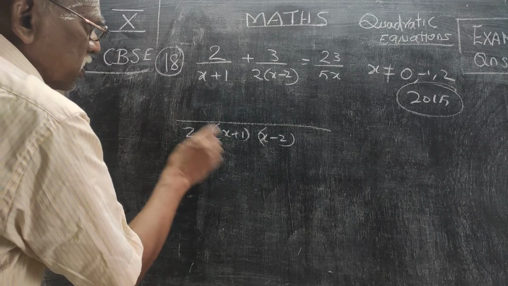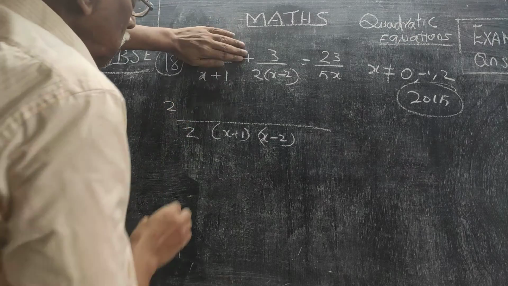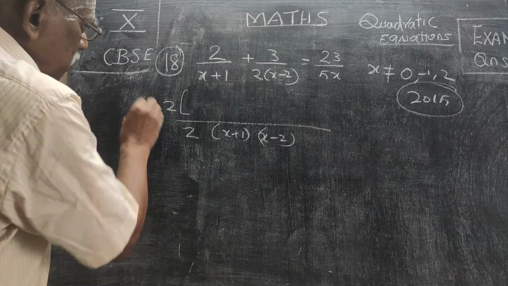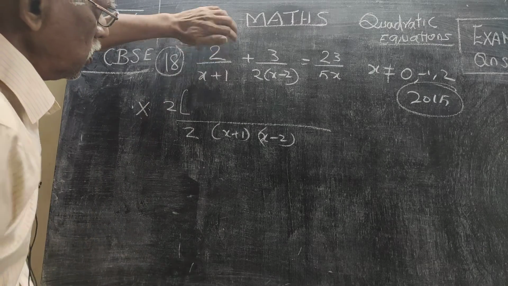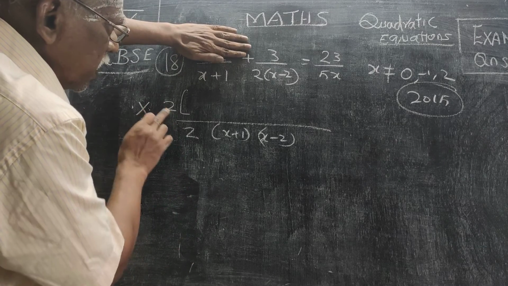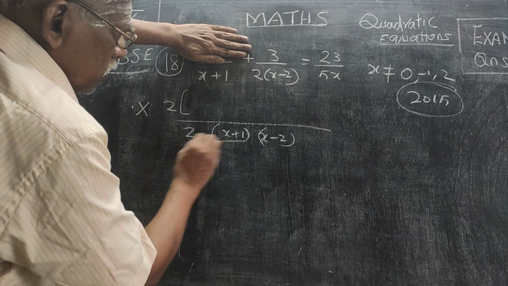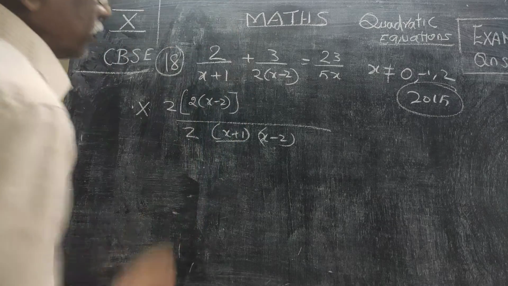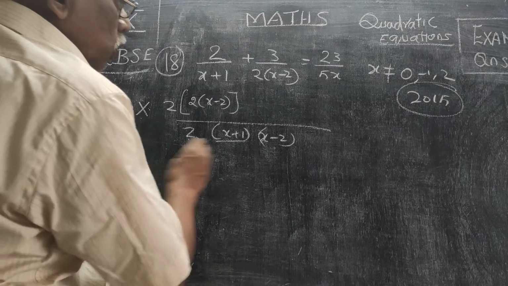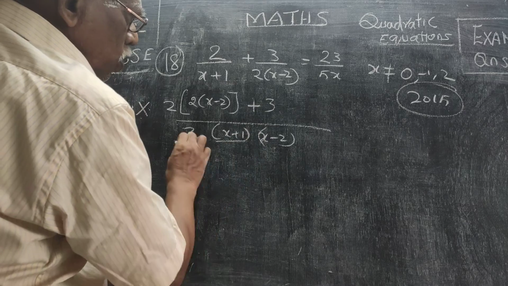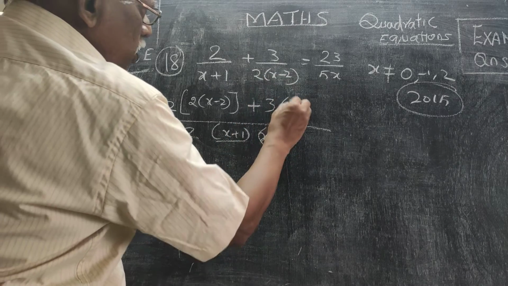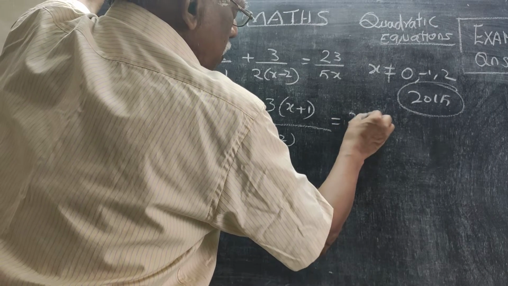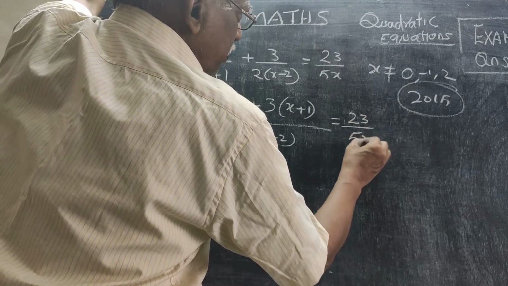Here x plus 1 alone is there, therefore 2. This 2 is there. In addition to that, remember that this step will be clear. Here is 1 2. Now I have taken the 2 outside. x plus 1 is there here, so you will be getting 2 into x minus 2. Don't forget this 2. Now plus 3, 2 times of x minus 2 is already there, so you have to put only simply x plus 1, and that is equal to 23 by 5x.